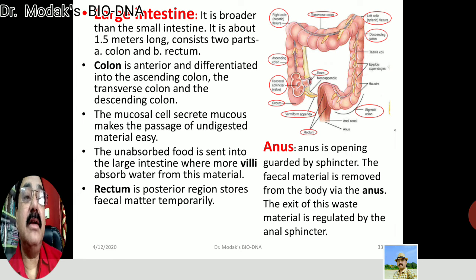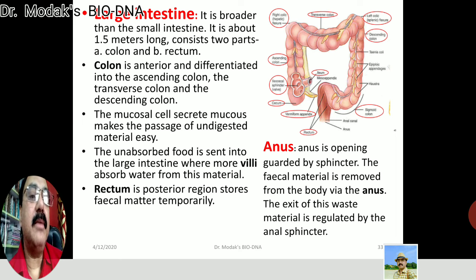So try to understand that the large intestine particularly absorbs more water present within the undigested food, and as a result the undigested food becomes solidified comparatively. It becomes more solid as compared to the food in the small intestine. Then when it enters the rectum, which is the posterior region, it stores this fecal matter temporarily. It is stored for a certain period of time, where further absorption of water also takes place.